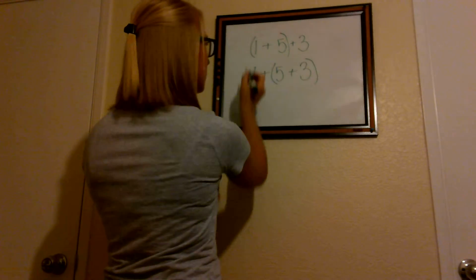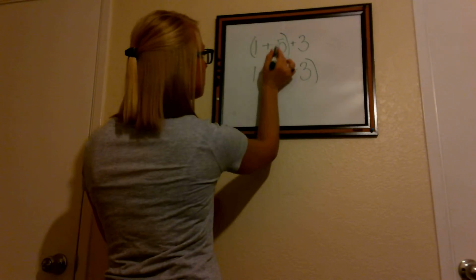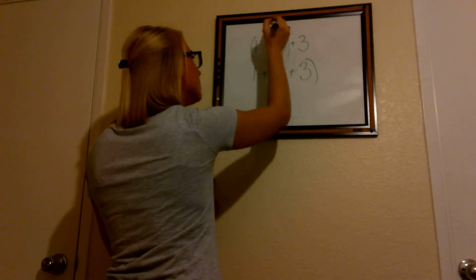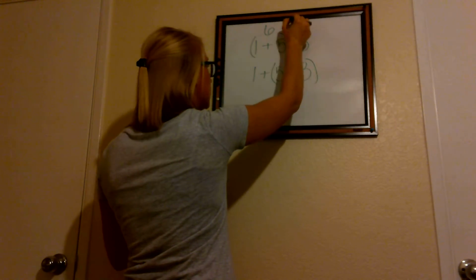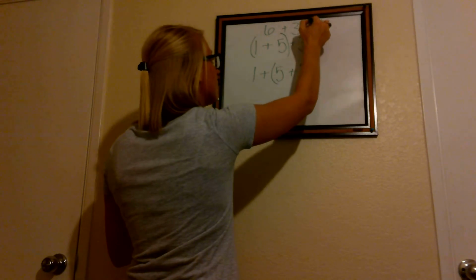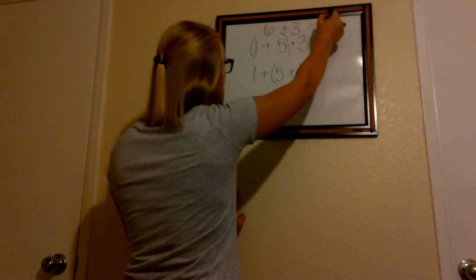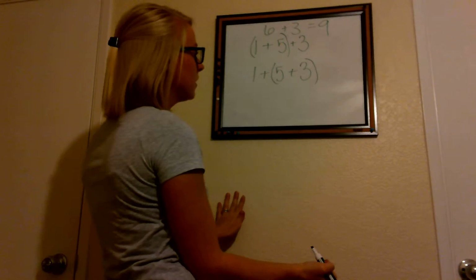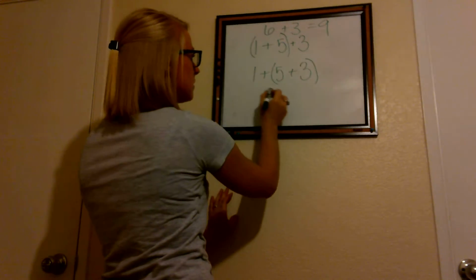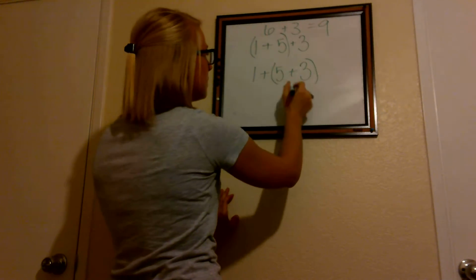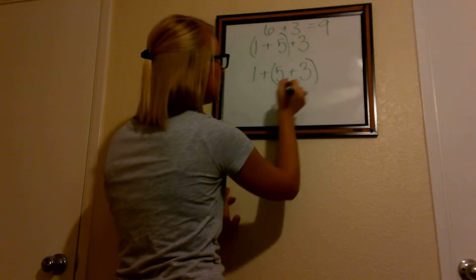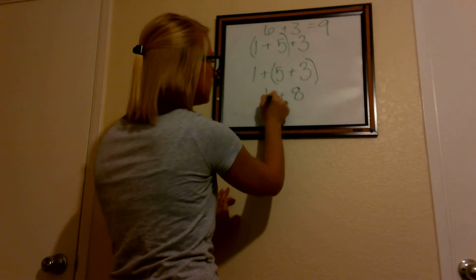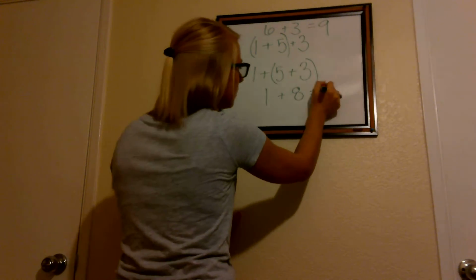So, you're going to start with this one. You would go 1 plus 5. 1 plus 5 equals 6. And then we're going to add the 3. 6 plus 3 equals 9. And then we're going to do the same thing with the second equation. So 5 plus 3 equals 8. And then we're going to add the 1. 1 plus 8 equals 9.